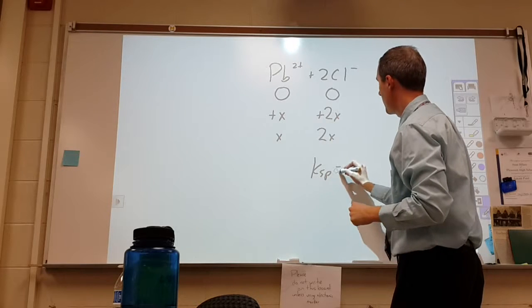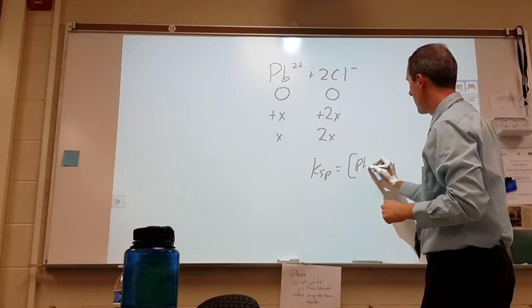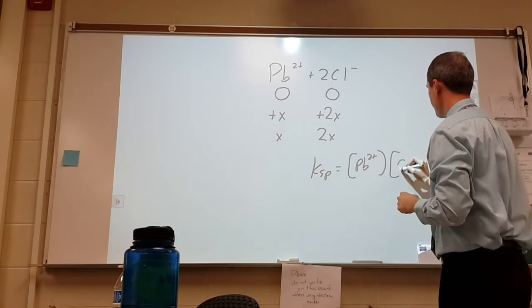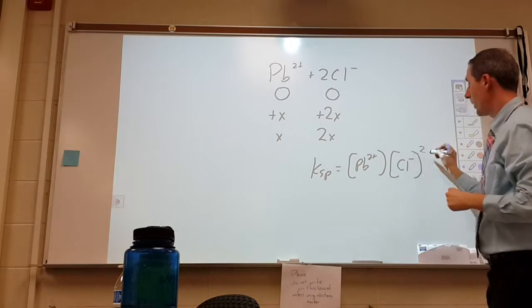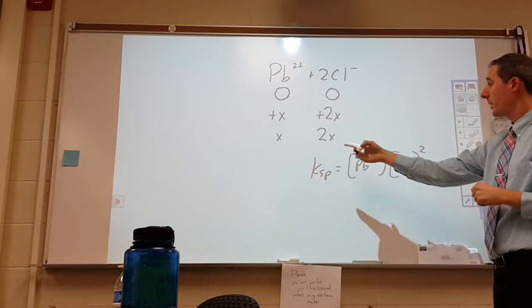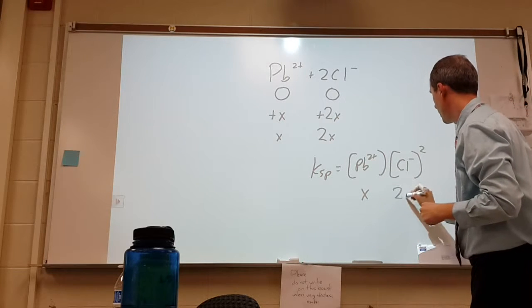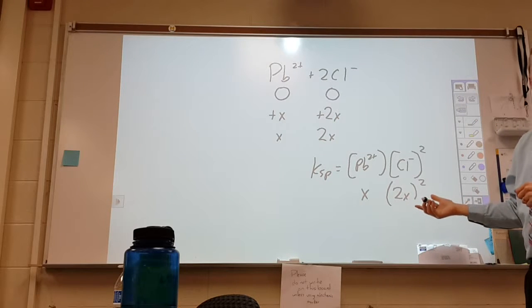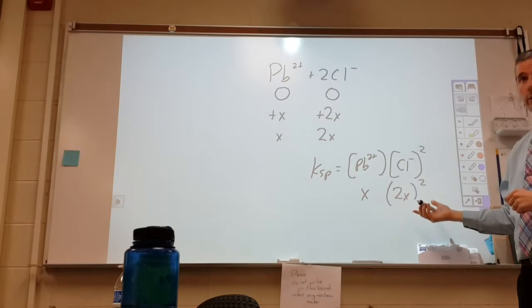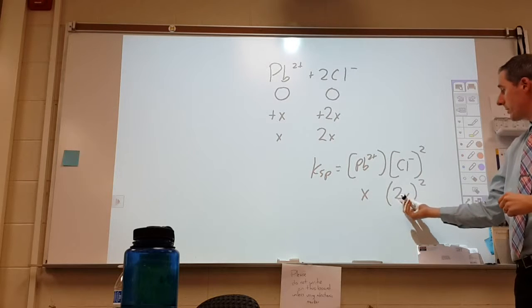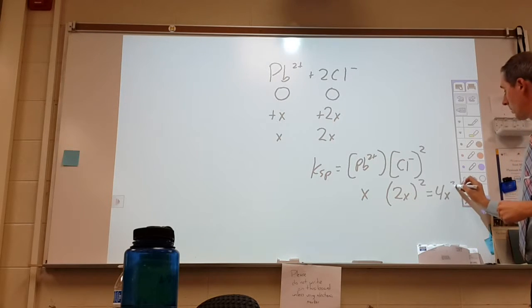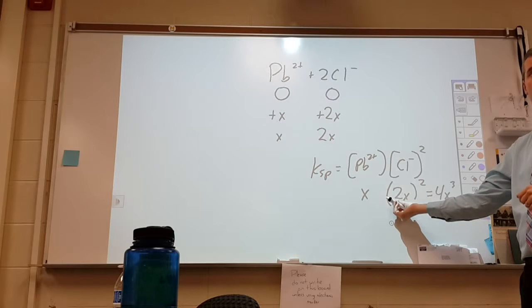My KSP for this is going to be equal to my lead, but for my chloride, because there's this coefficient in front, it's going to be squared. So when I plug in x for this, and I plug in 2x squared, I end up with no longer x squared, I end up with something totally different. Now I end up with x times 2x squared, which ends up being 4x cubed. And I'll point out it does not end up being 2x cubed. Don't forget to square the 2.